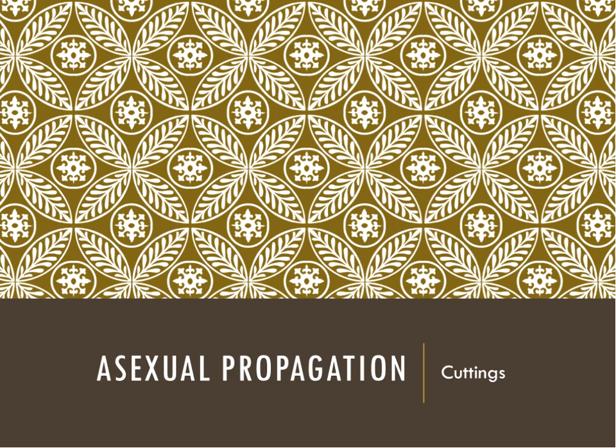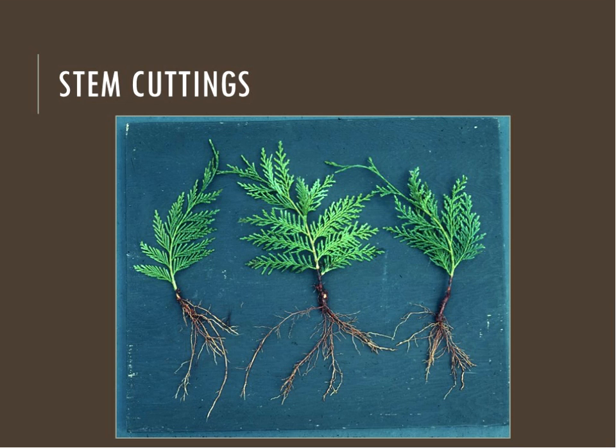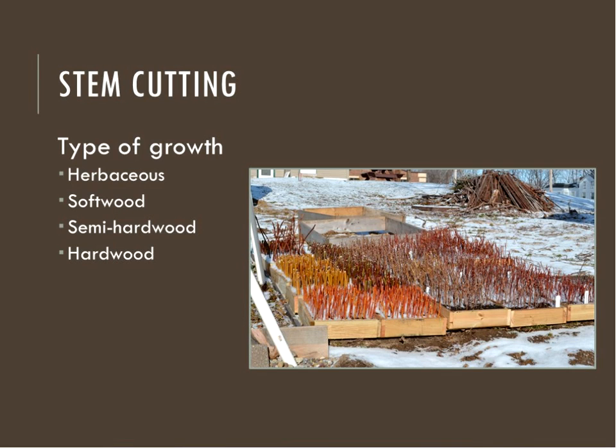All right, so now we're going to move on from sexual propagation to asexual, then discuss cuttings. I imagine, like seeds, most of you are pretty familiar with cuttings, so we're going to sort of breeze through this. The most familiar type being, of course, stem cuttings, such as these Leyland cypress here. With the stem cutting, we have 4 major types.